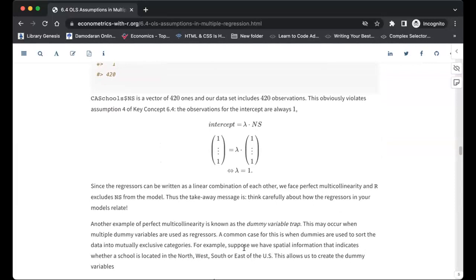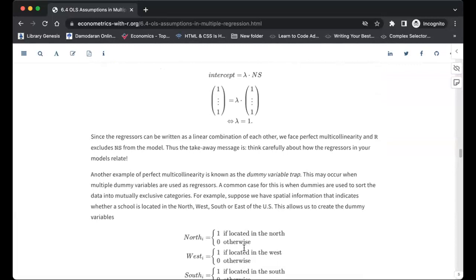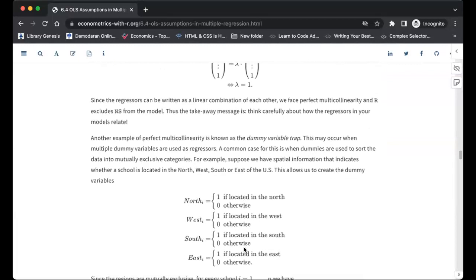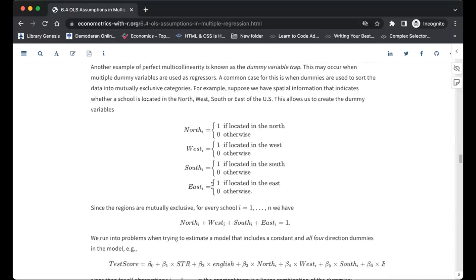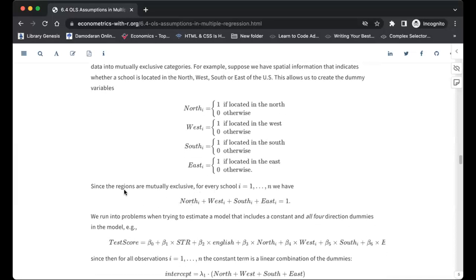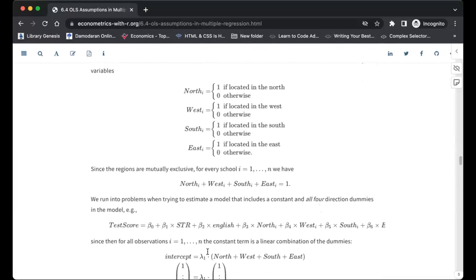I think we have a dummy variable trap when we include too many dummy variables alongside the intercept. We created a dummy variable for the north, the west, south, and east. Since the regions are mutually exclusive for every school, for i equals 1 to n, we have north plus south plus west plus east equals 1. So if we include all of these in the model and estimate it, we'll have a dummy variable trap.